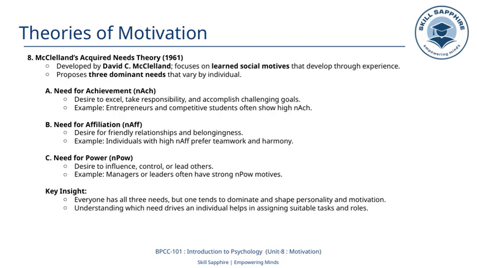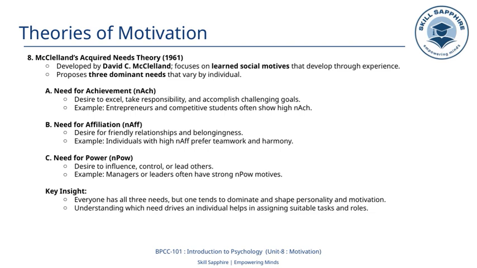Let's take a closer look at McClelland's acquired needs theory from 1961. This theory was developed by David C. McClelland and emphasizes that our social motives are learned through experience. It suggests that each person develops 3 dominant needs, but importantly, these needs can vary from individual to individual. The first one is the need for achievement, or nAch. This is all about the desire to excel, to take on responsibility, and to accomplish challenging goals.